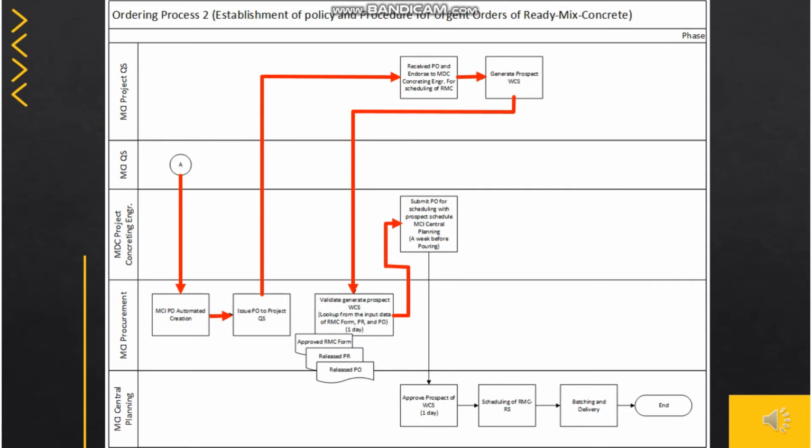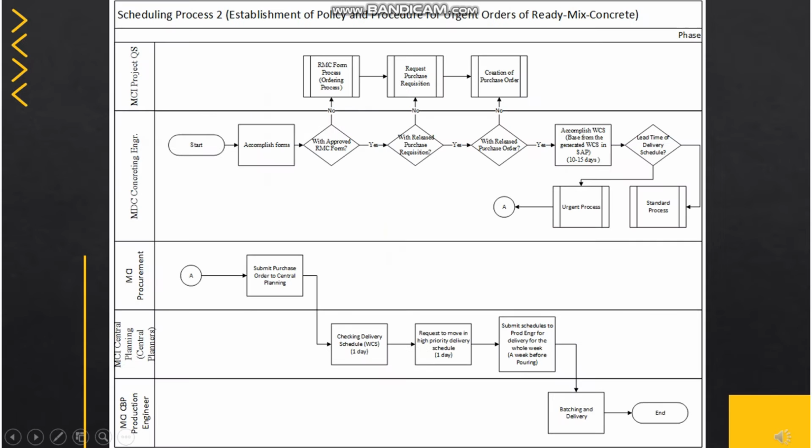The prospect WCS will be approved by the MCI Central Planning. They will also set the schedule of RMC and then proceed to batching and delivery. For the second improved process, if the customer's lead time is smaller than the projected pouring time, establishing policy and procedure for urgent ready-mixed concrete orders will be a possibility.